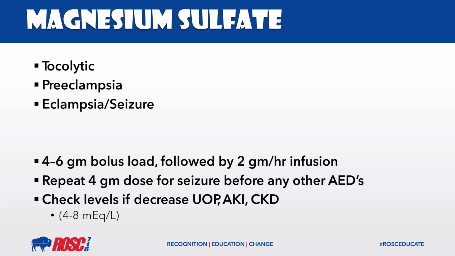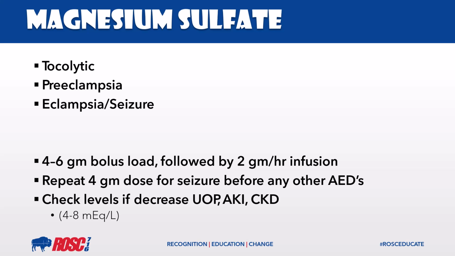Now let's move on to magnesium sulfate. Magnesium sulfate has multiple uses. It's cheap, it has low toxicity, and when it does become toxic, it's very easy to reverse. We can use magnesium sulfate as a tocolytic, empirically or prophylactically in preeclampsia, or for direct treatment in eclampsia and seizure. Pretty easy to remember the dosing. It's anywhere between a 4 to 6 gram IV bolus, followed by a 2 gram per hour infusion.